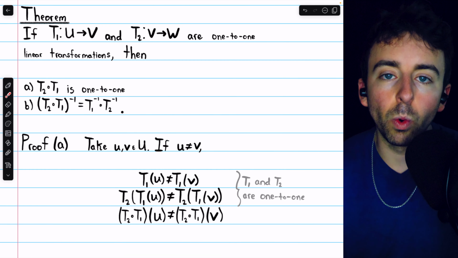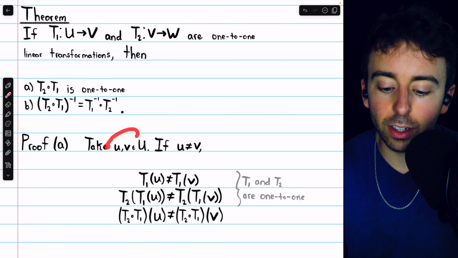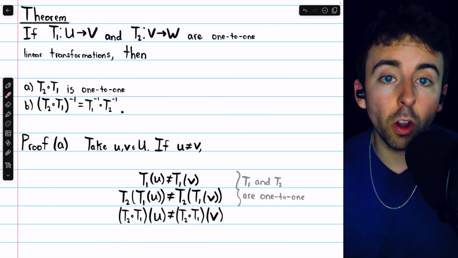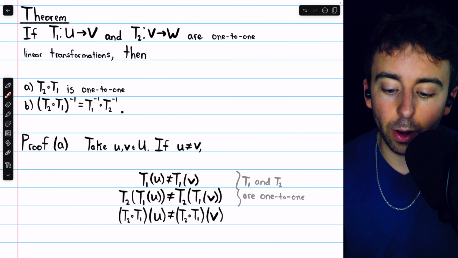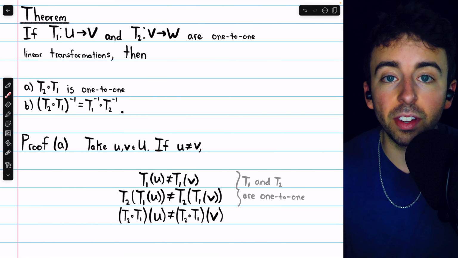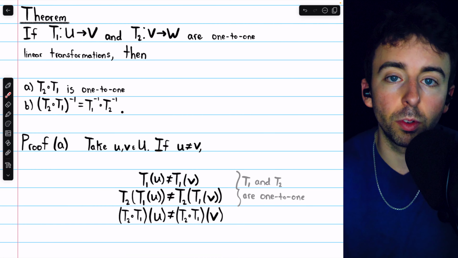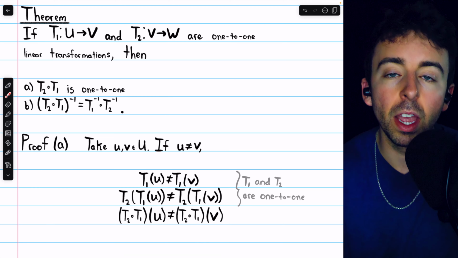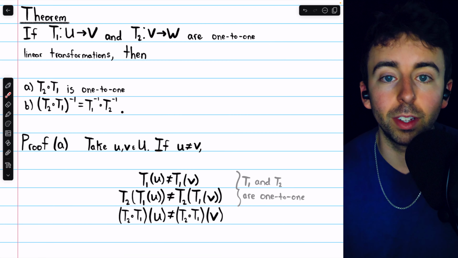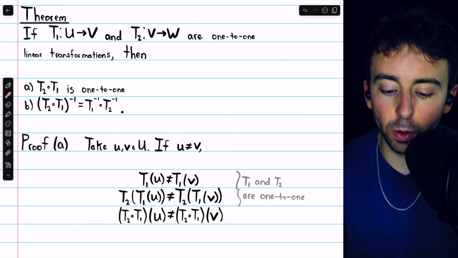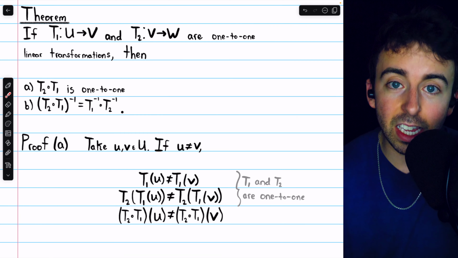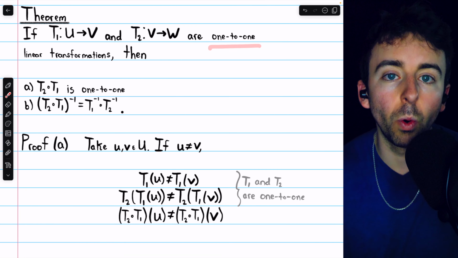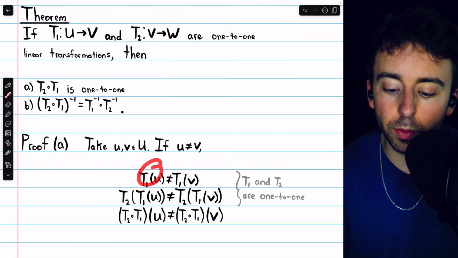The composition being one-to-one is straightforward. Let's take two vectors u and v from the domain of the composition, which is that vector space U. Now, if u is not equal to v, it's our goal to show that their images under the composition are not equal either. One-to-one transformations preserve distinctness, and this is pretty easy to do. If u and v are not equal, well, since T1 is assumed to be one-to-one, we know that T1 of u is not equal to T1 of v.